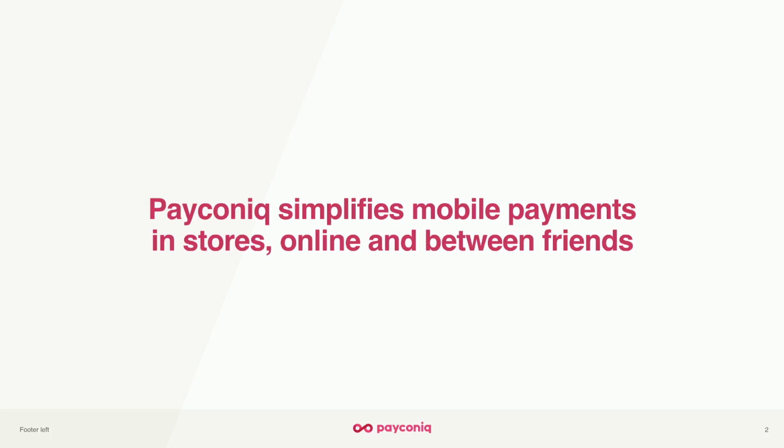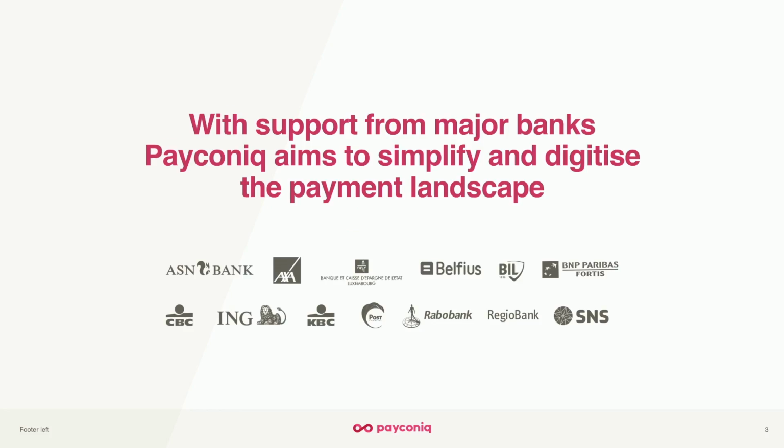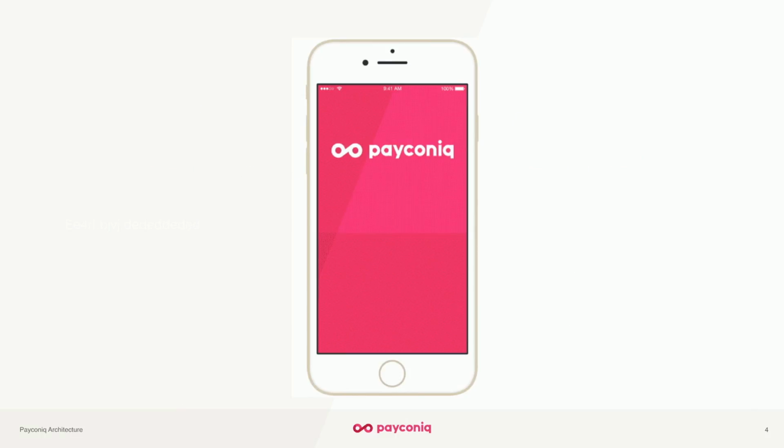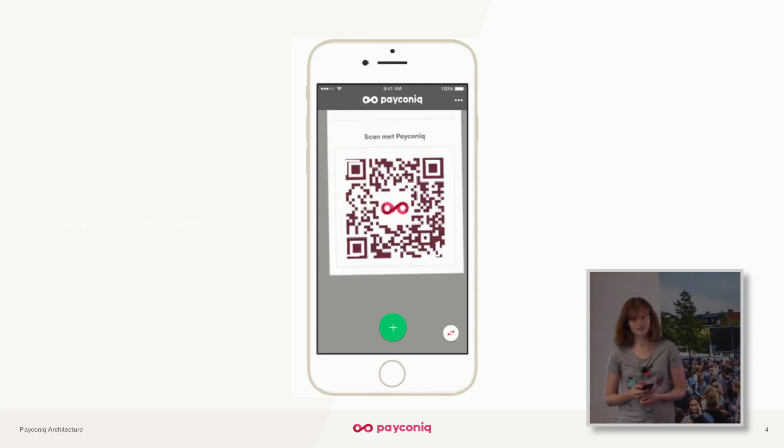Payconiq is a new payment solution. With Payconiq, you can pay online in the web shop. You can pay in the store by scanning a QR code. You can also make a transfer to your friends by selecting one from the contact list and initiating a direct transfer. So this is a bit how the app works.